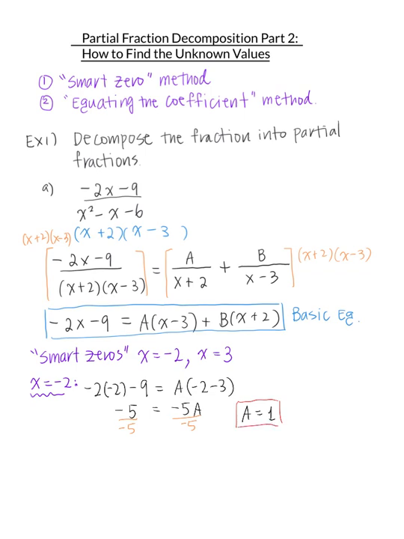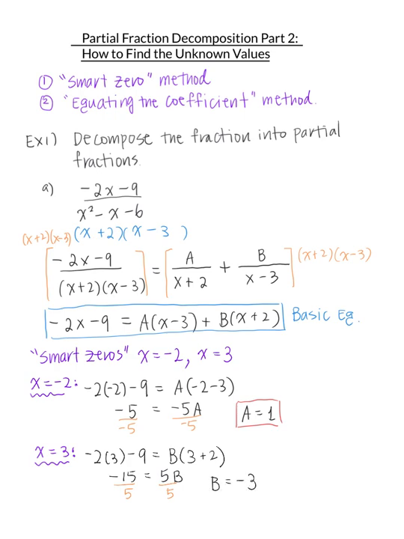Now we still have another smart zero, so let's do that. When x equals 3, we're going to do the same thing. Plug that 3 in place of x, but notice that if I plug in 3 here, this whole term is going to disappear because this becomes 0. So here what you're going to get is negative 2 times 3 minus 9 equals b times 3 plus 2, which gives us negative 15 equals 5b. Now divide by 5 on both sides, and b is going to be negative 3.